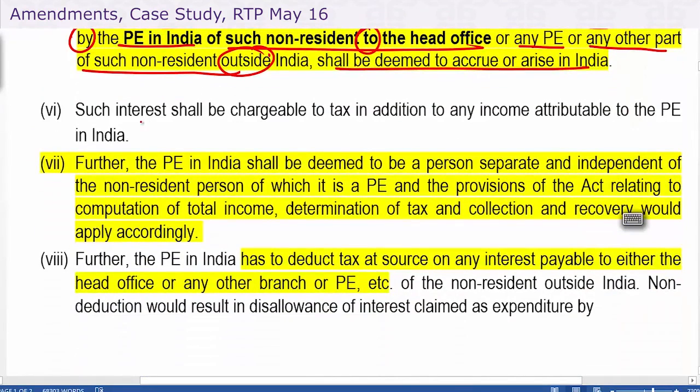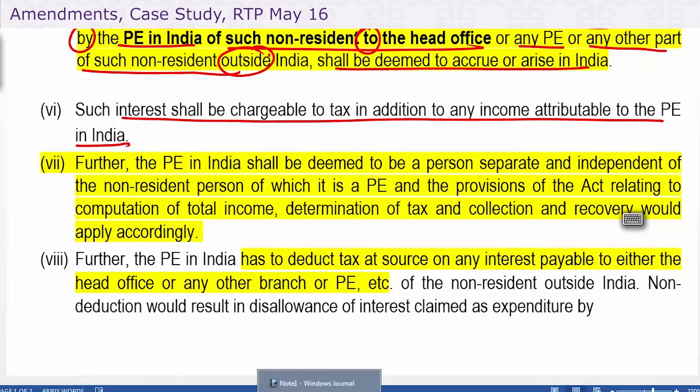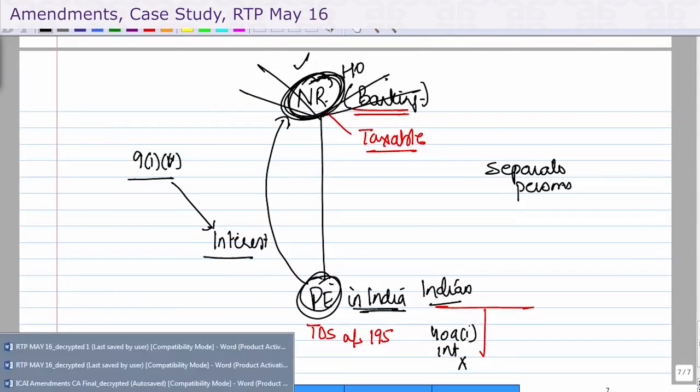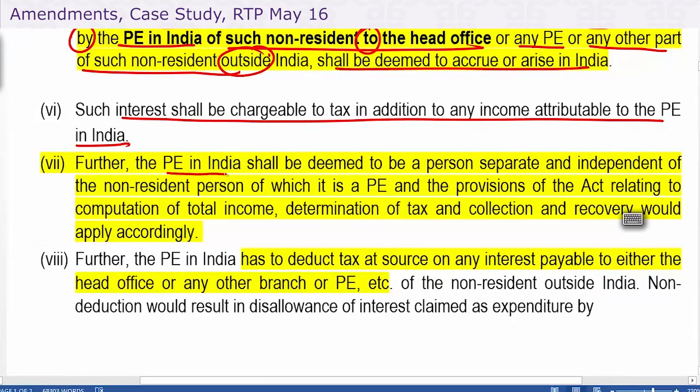Further, he says such interest shall be chargeable to tax in addition to any other income attributable to the PE in India. So the permanent establishment, remember, is an office in India, it's a bank in India. This income is Indian income, this is as it is taxable. Now this interest will also be taxable in India. And the clarification is, the PE in India shall be deemed to be a person separate and independent of the non-resident person of which it has a PE, and the provisions of the Act relating to computation of total income, determination of tax and recovery would apply accordingly. So they are deemed to be separate entities.